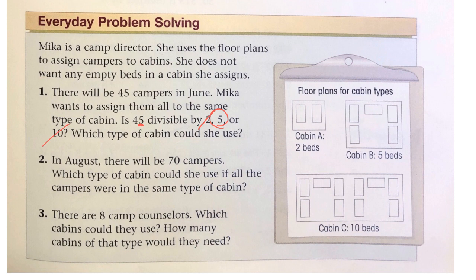If we used the cabin with 5 beds, then we could use the same cabin for all campers. That's cabin B.